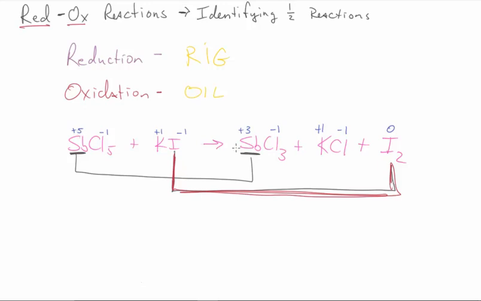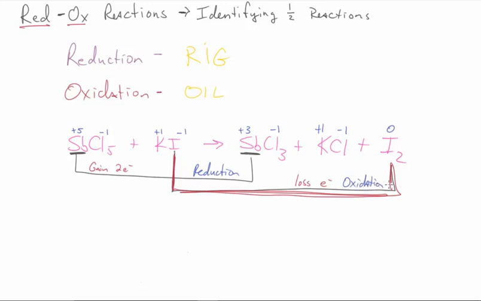Going from a +5 to a +3 is a gain of 2 electrons. And going from a -1 to a 0 is a loss of an electron. Remember, if we lose electrons, we become more positive. If we gain electrons, we become more negative. This is that mental hurdle you need to get over: when you're gaining electrons, you will be heading in the negative direction. When you lose electrons, you will be heading in the positive direction. Since we gained electrons, this is going to be our reduction, and since the other one lost electrons, it will be our oxidation.